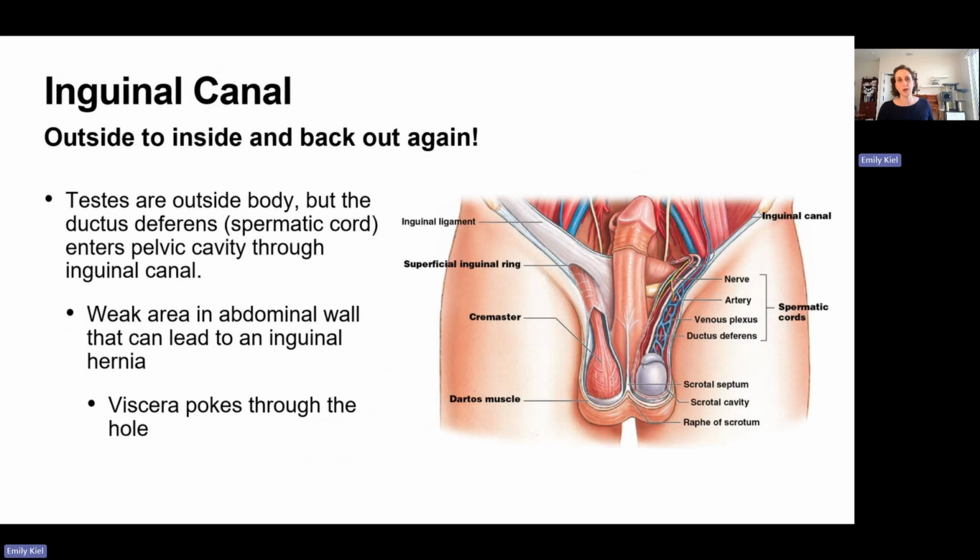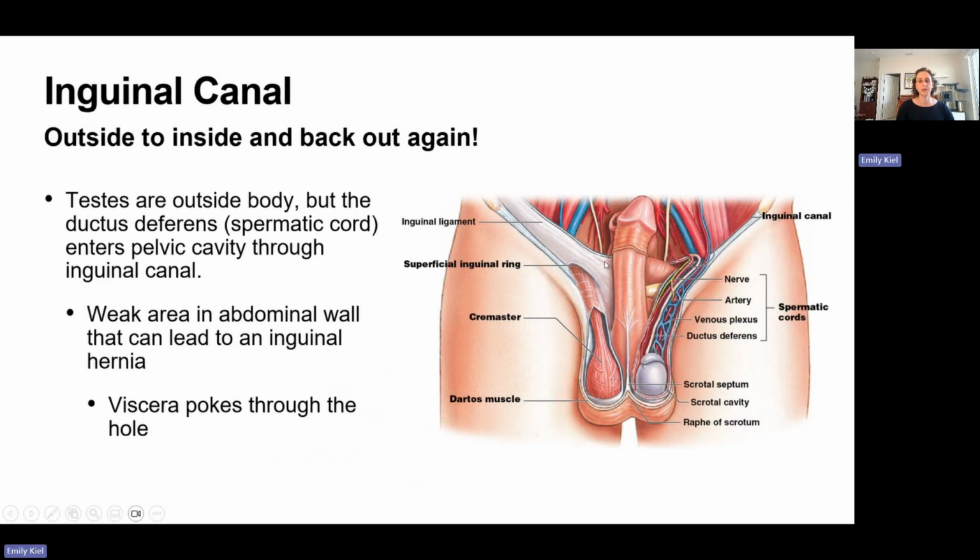So this pathway takes a little bit of a convoluted turn, and that's because we have the inguinal canal. And so we're going to have the testes outside of the body in that scrotum, but then the ductus deferens is going to enter into the pelvic cavity through this inguinal canal. And then they're going to go into that ejaculatory duct to go into the penis and move externally again.